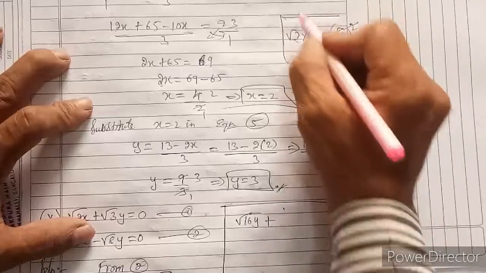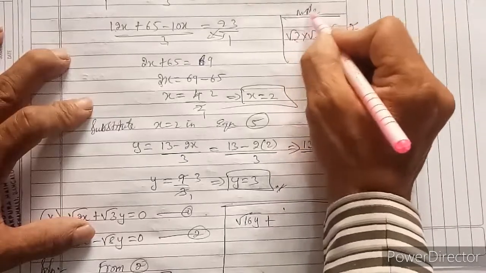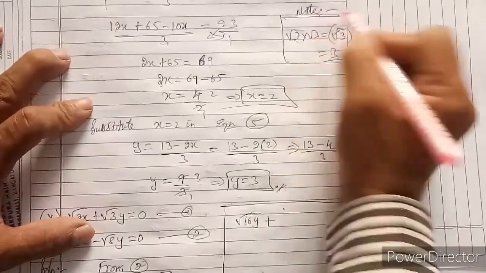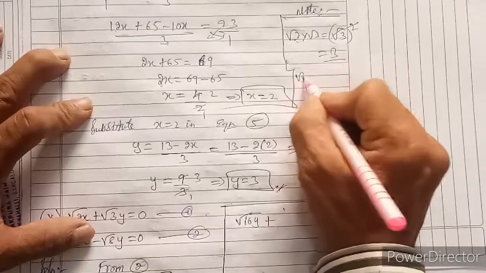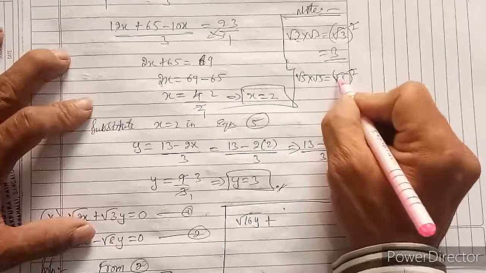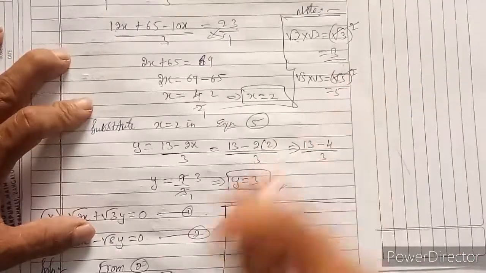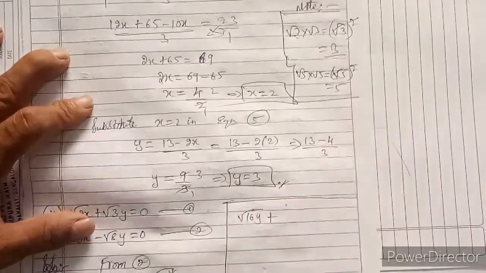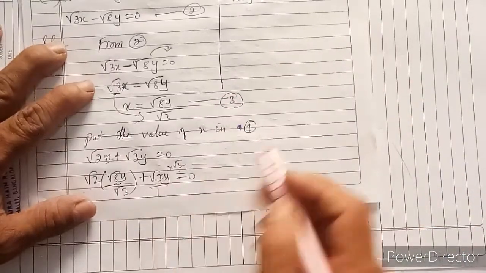These are the basics. Remember this, I will write a note. One more I will write. Root 5 into root 5, what will we get? Root 5 two times, square and root get cancelled. One normal number we will get here. Understood? So here, root 3 into root 3, what will we get?